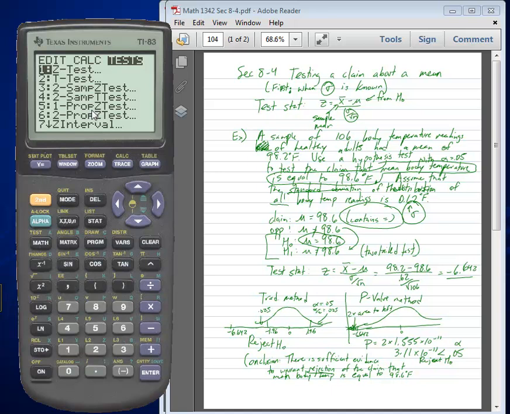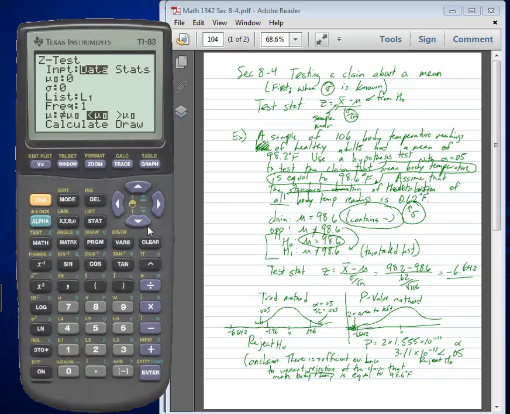We used 1-PropZTest in the last section when we were testing claims about proportions. Mean is kind of the most common test, so they don't say mu test or anything like that. It's Z for normal distribution, Z-test. Okay, and we have two options there. We can either input the data itself if we have a list of all the data, or we can input statistics. Now usually with the problems that you're given, you'll input the statistics. Sometimes though, if you're given the raw data itself, then you can put in the data there.